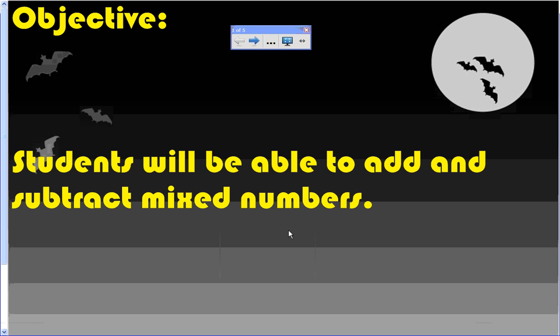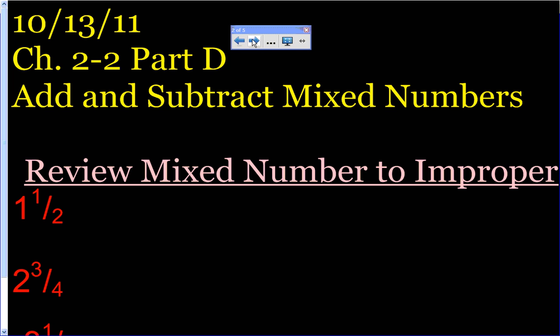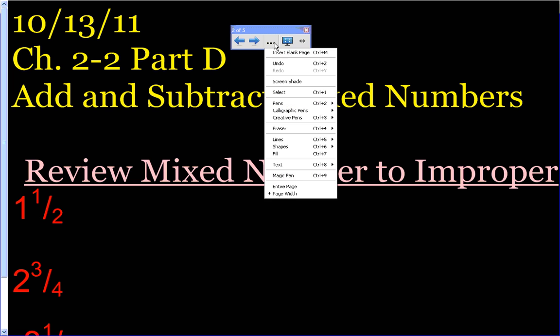The objective of this lesson is that you'll be able to add and subtract mixed numbers. So before we start this, we've got to do a quick review, which we did in a lesson earlier, about changing mixed numbers to improper fractions. All right, so these are mixed numbers. It's just going to be a quick review.